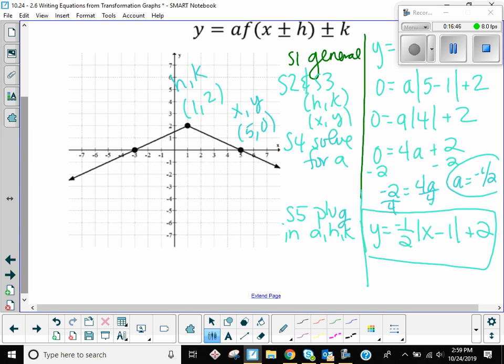And another reason why you always want to do the work, even if you can do it in your head, is sometimes you think the stretch or compress is an integer value, but it's not. It's actually a fraction. And the algebra will show that to you when your eyes might have played tricks on you. So that's another reason to always show your math.